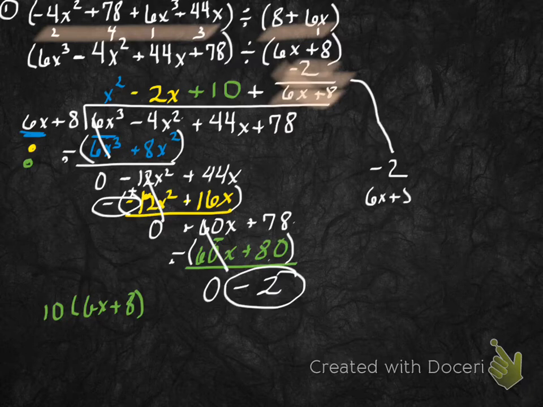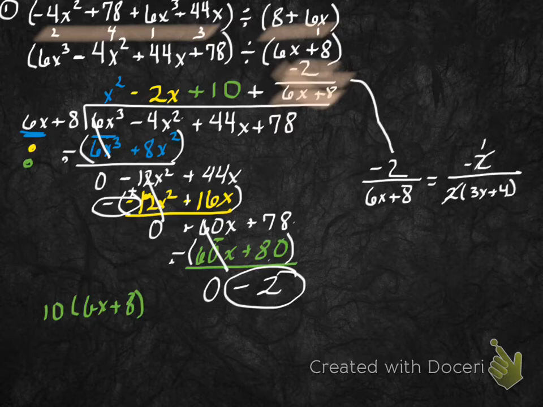So, negative 2 divided by 6x plus 8. The denominator can factor out a 2, giving me 3x plus 4 and a negative 2. That can reduce, leaving me just with a 1. So my remainder really isn't this. It is negative 1 over 3x plus 4. Now that we're done, we can adjust our signs. Since that negative sign stayed, you can go ahead and change that to a minus.